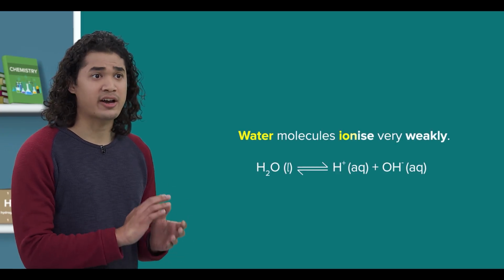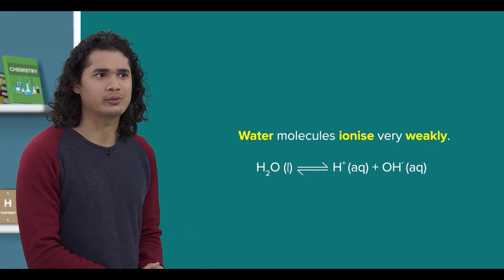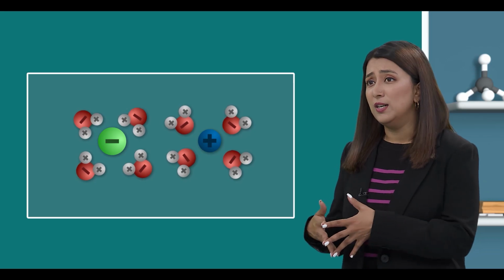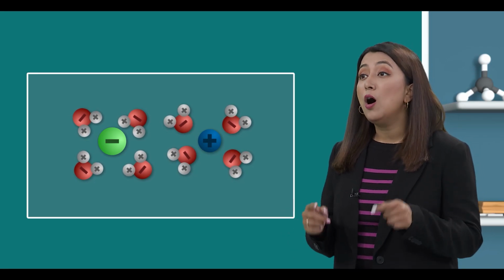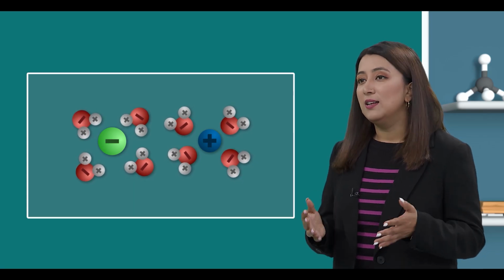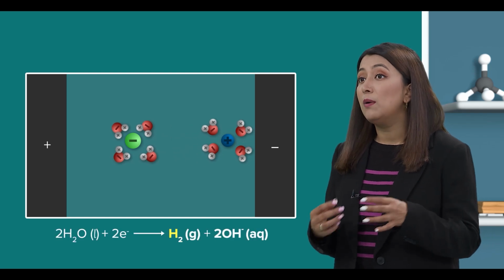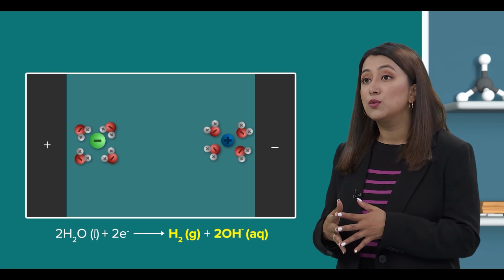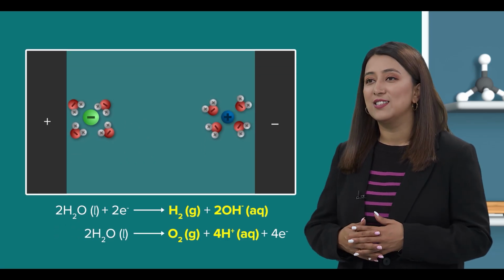I didn't think of it that way. I thought since water molecules ionize very weakly, the probability of it decomposing would also be very low. That's a very logical way of thinking. But once the ionic compounds are dissolved in it, each ion gets surrounded by the side of water molecules that have the opposite charge to that of the ion. In the solution, the water molecule that moves to the cathode gets reduced to form hydrogen gas and hydroxide ions, while the water molecule that moves to the anode gets oxidized to form oxygen gas and hydrogen ions.